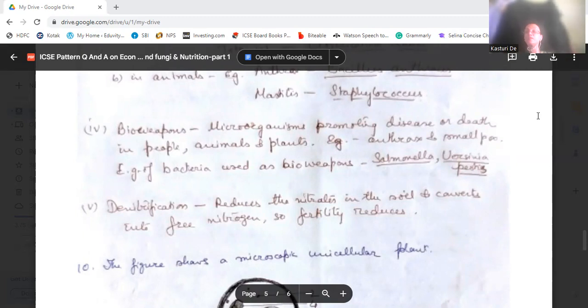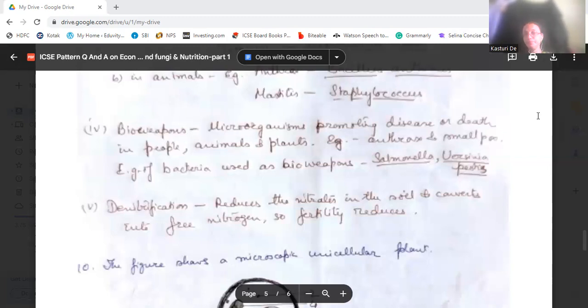Denitrification. That's a process where nitrates in the soil are converted into free nitrogen. Okay, that reduces the fertility of the soil. Okay, that reduces the fertility of the soil. That is done by bacteria.